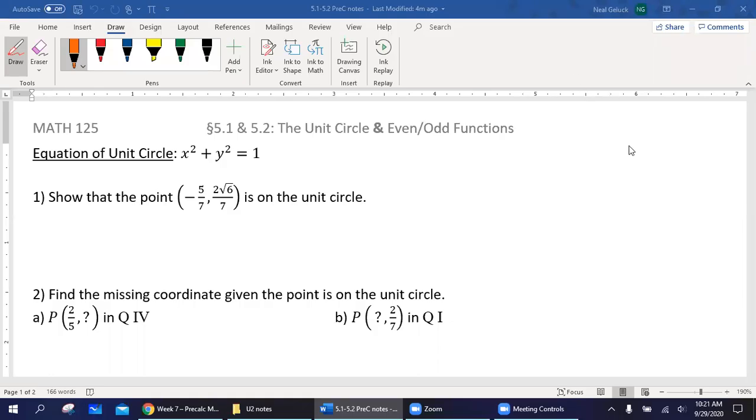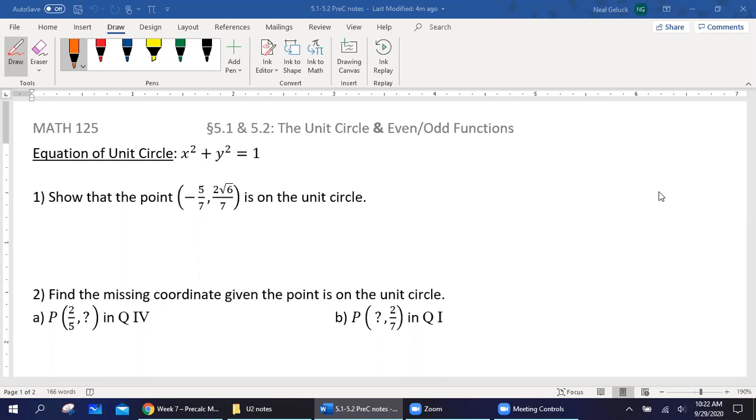The last sections we're covering in Unit 2 actually go backwards to Chapter 5. We're looking at the unit circle, but what's great about this is that we've done most of this information already, so we can kind of skim through 5.1 pretty fast here.